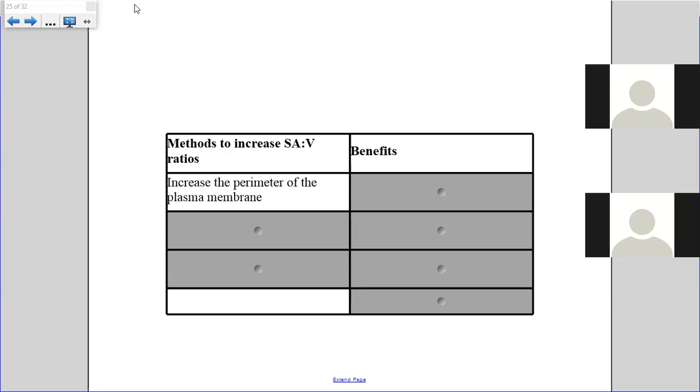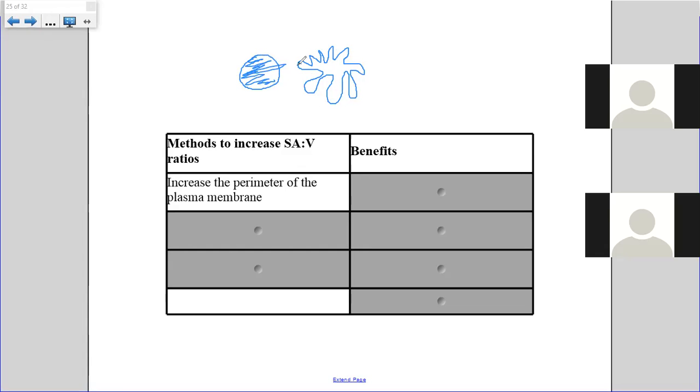So let me draw. If I'm a cell, move this thing out of the way. So if I'm a cell and this is what I look like, that's what the perimeter of my plasma membrane looks like. Well, okay, as long as I'm small, that really works. But what if I increase the perimeter, and the volume stays the same, but I'm just increasing the edge of that cell? So if I have all these ridges, then I'm increasing my surface area. Now, the volume, the shaded area, that might actually be the same, right?